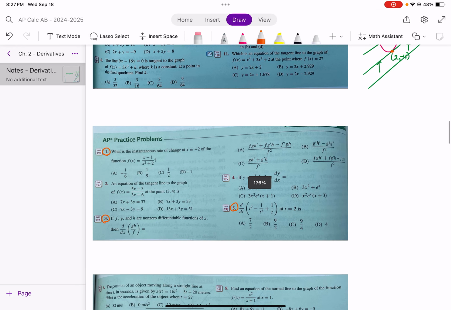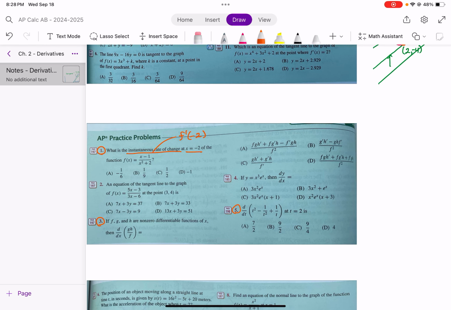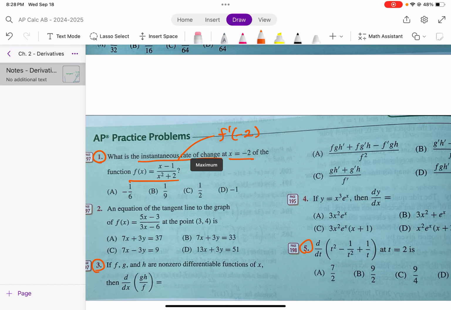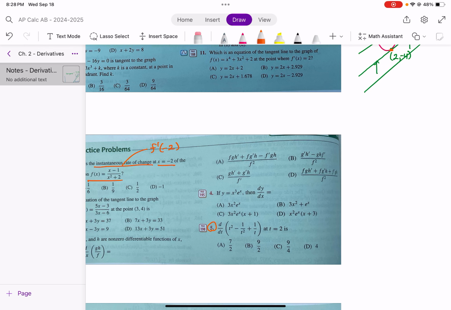All right, let's look at number 1 over here. What is the instantaneous rate of change at x equals -2? Remember, that is another way of saying the derivative at x equals -2, or another way to put it, f prime of -2, right? We have the f function, so we can actually just apply. In this case, it looks like we're going to have to do a combination of the quotient rule and the chain rule here, right? So let me rewrite the function.